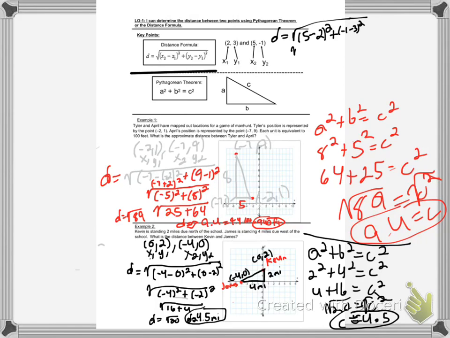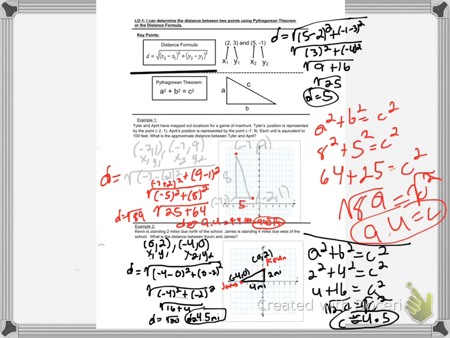It's going to be 3 squared plus negative 4 squared. It's going to be the square root of 9 plus 16, because you know the square takes away the negative. Square root of 25. My distance here will be 5. You can do the same thing with the Pythagorean theorem.